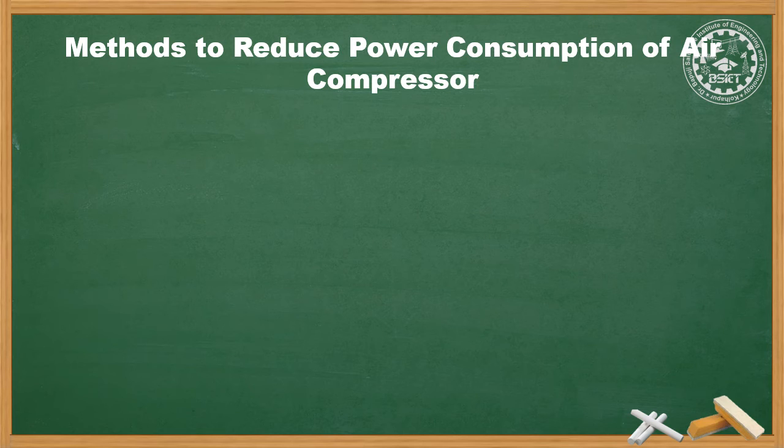Isothermal compression requires the least amount of energy. For achieving isothermal compression, the speed of the compressor should be low, which requires more time for completion of the compression process. The following methods achieve isothermal compression while the speed of the compressor is maintained, which saves energy. That is, the following are the methods to reduce the power consumption of an air compressor.